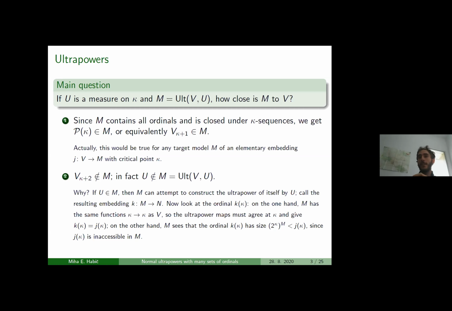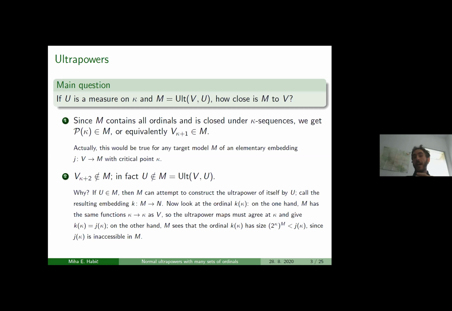But basically the reason is that if U were an element of M, then M could attempt to compute the ultrapower of itself by this measure. And because, by the first point, M is reasonably close to V, the elementary embedding that M computes would be quite close to the elementary embedding that V computed. They would be close enough that if we looked at the ordinal j of kappa, if k is this embedding that M computed, then k of kappa would have to be the same as j of kappa.